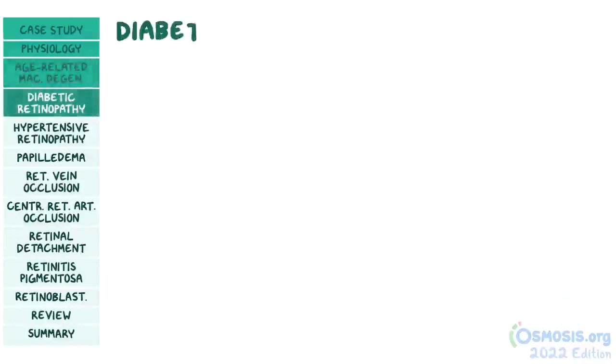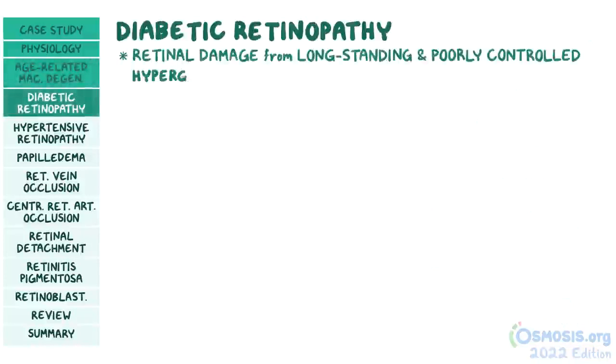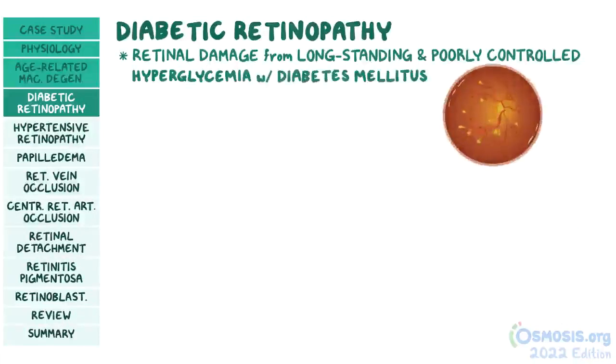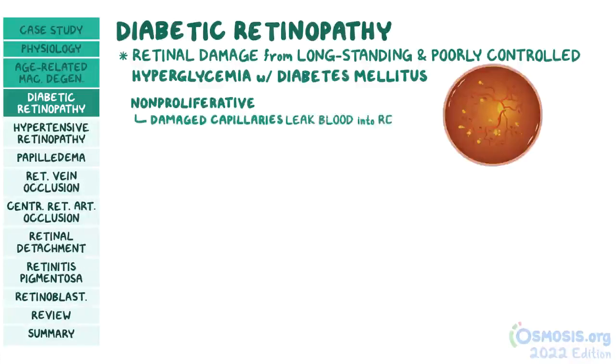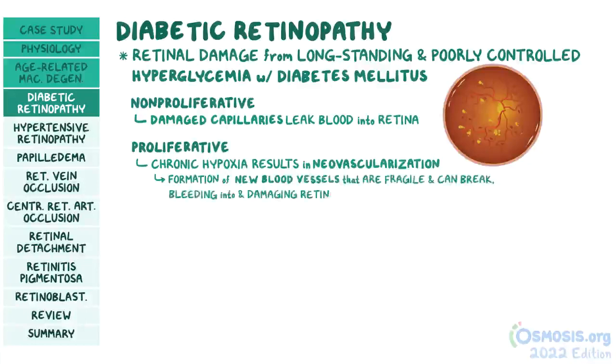Next, there is diabetic retinopathy, which is retinal damage resulting from long-standing and poorly controlled hyperglycemia in people with diabetes mellitus. It can be broken down into non-proliferative diabetic retinopathy, where damaged capillaries leak blood into the retina, and proliferative, where chronic hypoxia results in neovascularization or the formation of new blood vessels that are fragile and can break, bleeding into and damaging the retina.